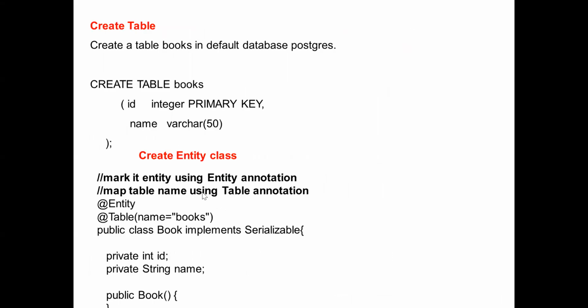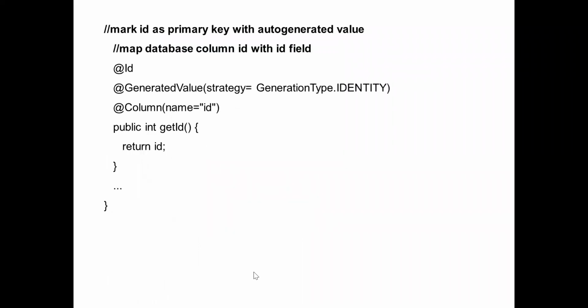I have to take the annotations, with an entity annotation and mapping with the table annotation. So I can use @Entity @Table with name equal to books, and I can use Serializable by implementing it in our class. So public class Book implements Serializable. I can use the private Integer id and the private String name, and public Book, I can use the constructor here.